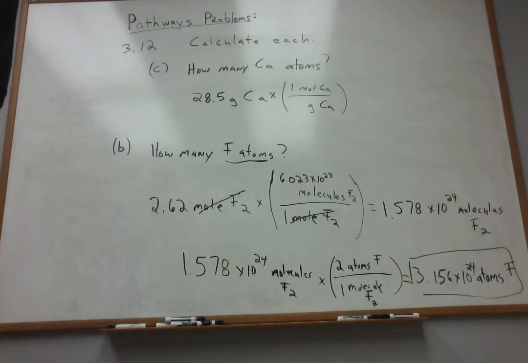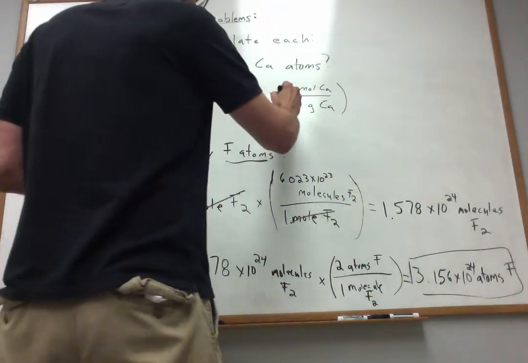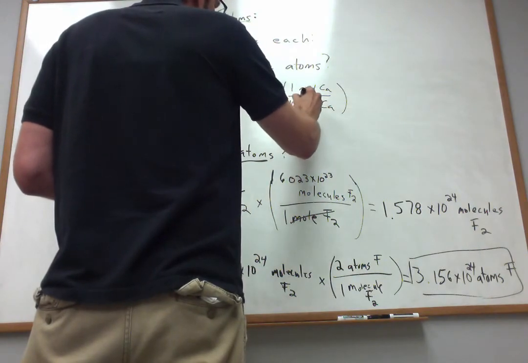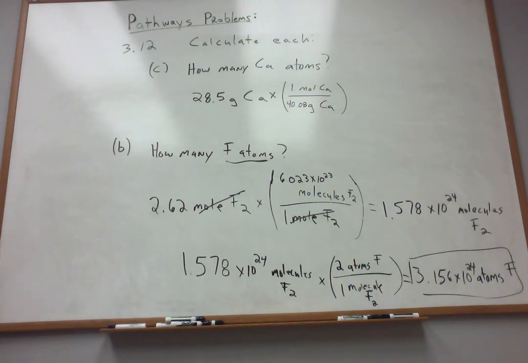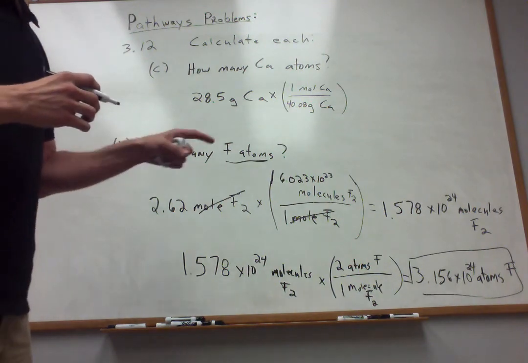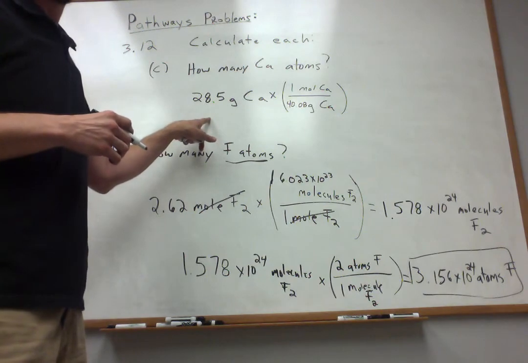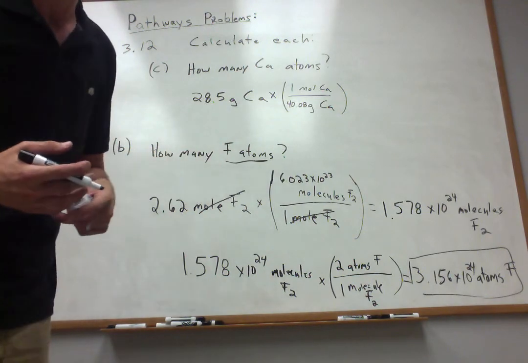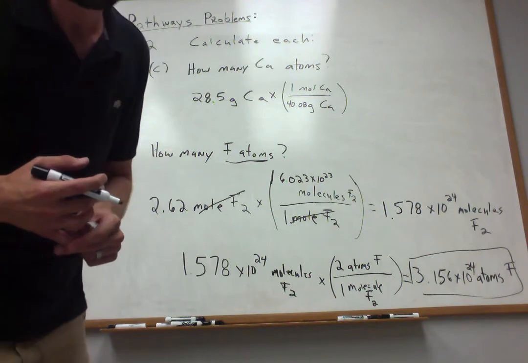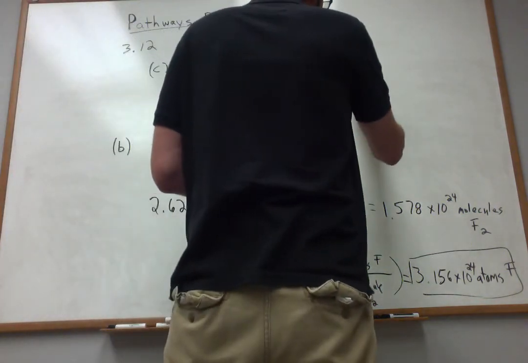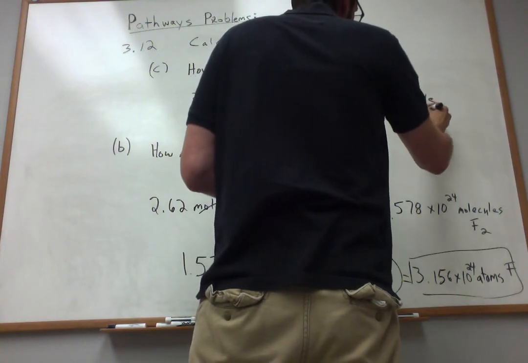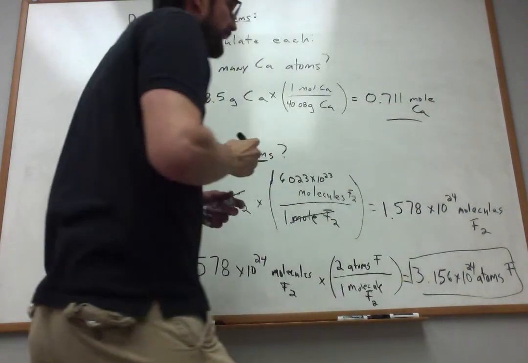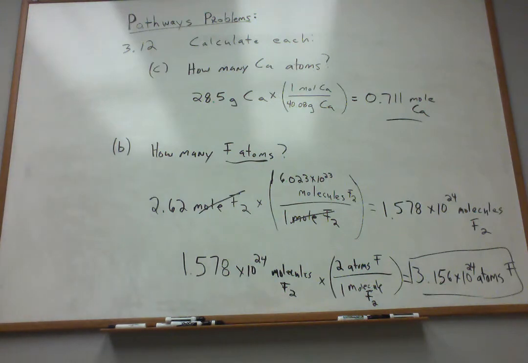Because on my periodic table of the elements, if I look for the box for calcium, it tells me that 40.08 grams of calcium is equivalent to 1 mole of calcium. Now I don't have 40 grams, I've got less than that. So I'm going to have less than a mole of calcium, slightly less than a mole. And in fact, if I do the calculation on that, I end up with 0.711 mole of calcium.